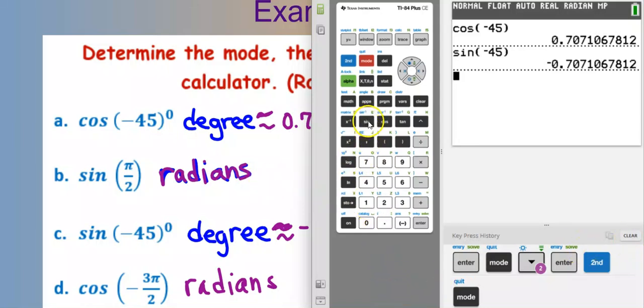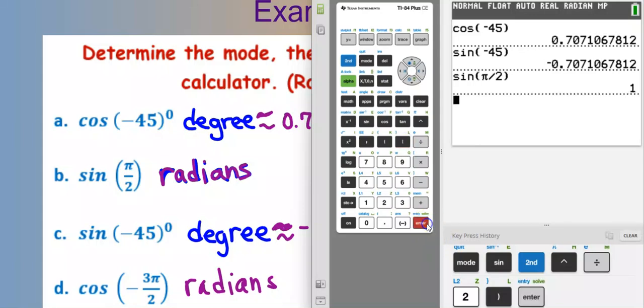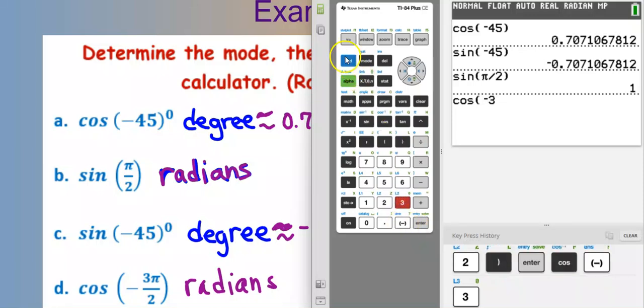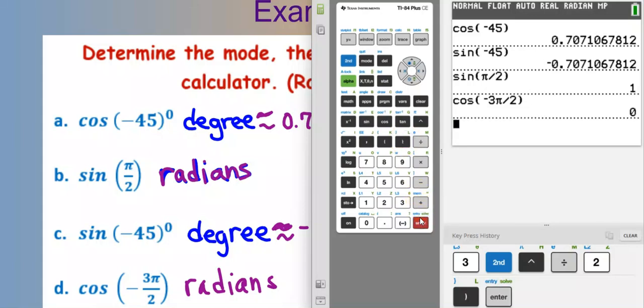All right, so then we're going to do the other ones. So we're going to do sine. We're going to do pi, which is right there, that blue one. So we had to hit the blue button and pi, divided by 2. Enter there, we get that answer. And I'm also going to do the other one. So cosine negative 3 pi divided by 2. All right, and we get 1 and we get 0. So whole numbers, easy, simple, not hard.